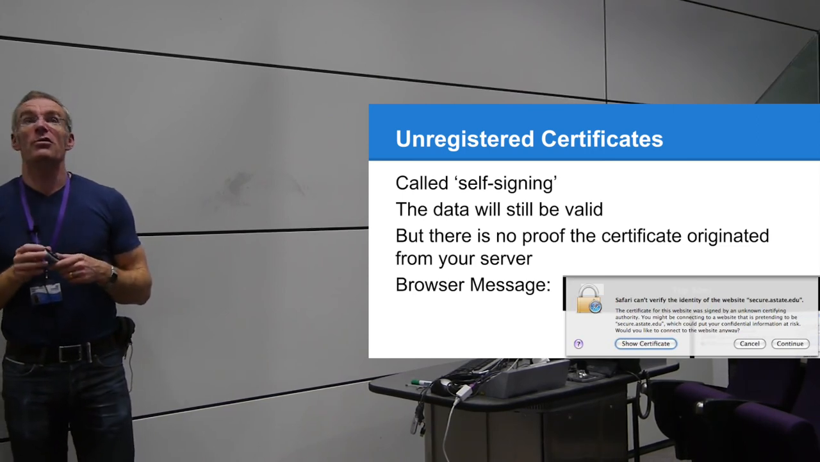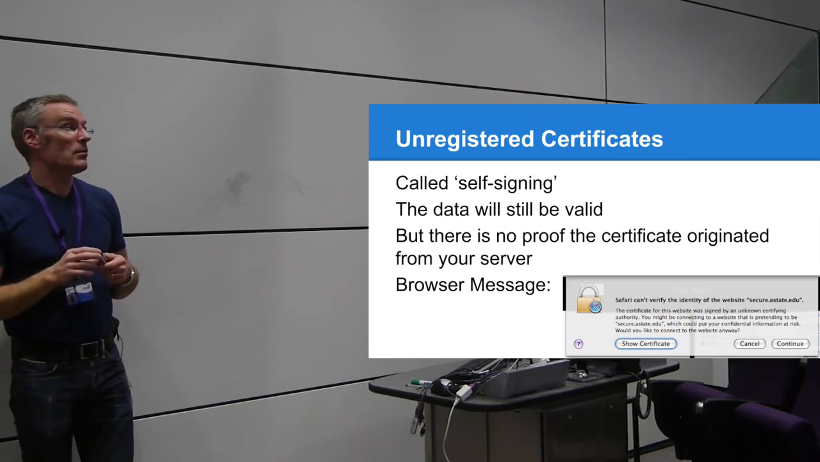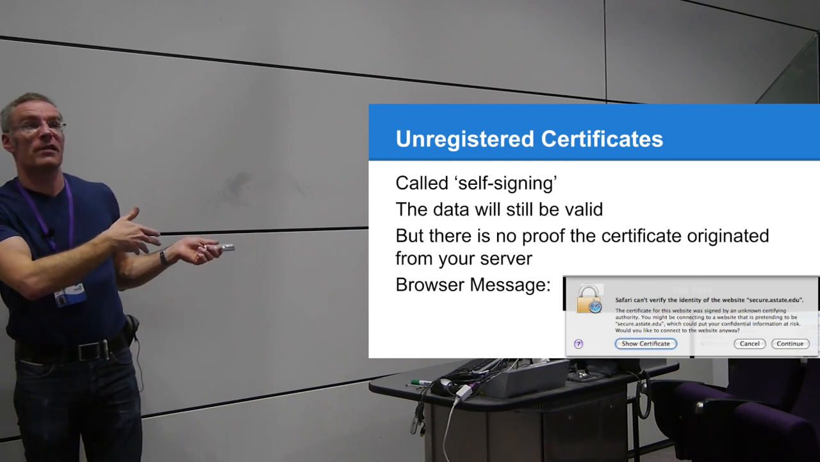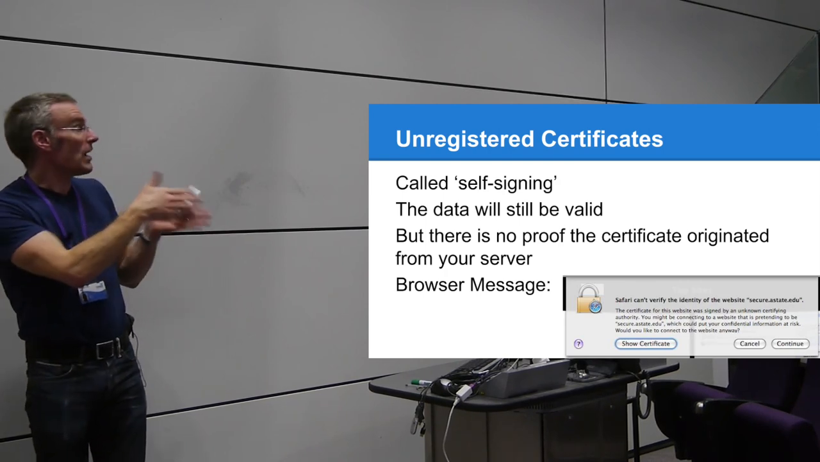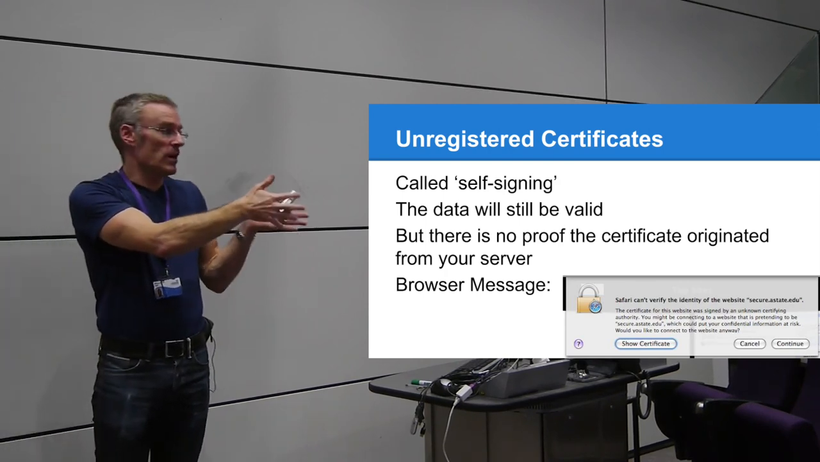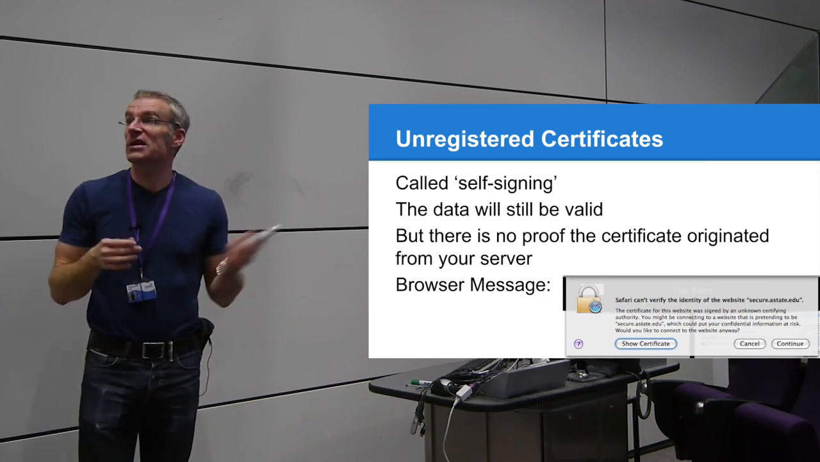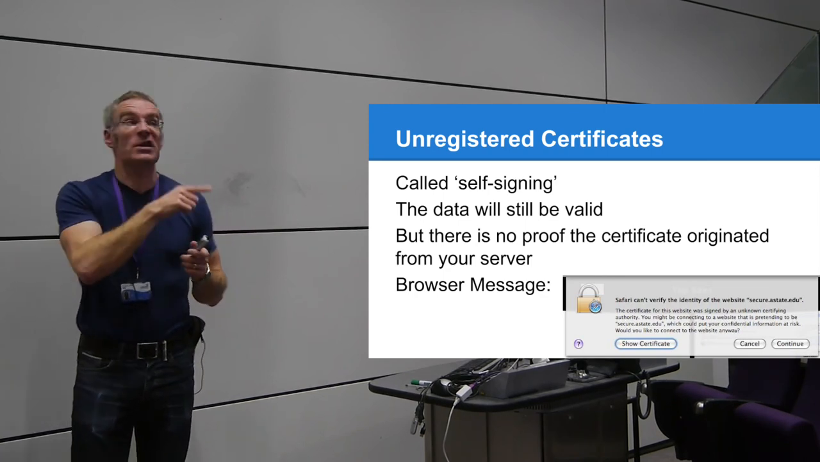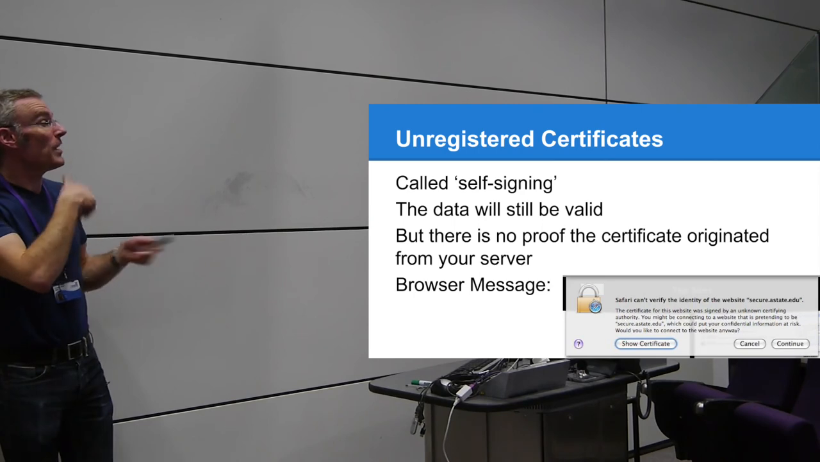Now, when you do your own SSL for your extension task, we're not expected to pay £400, £500 to VeriSign. When you test your Apache on your Raspberry Pi, you should see that message pop up on the screen. That's what we expect to see, because you're not paying to have it registered.